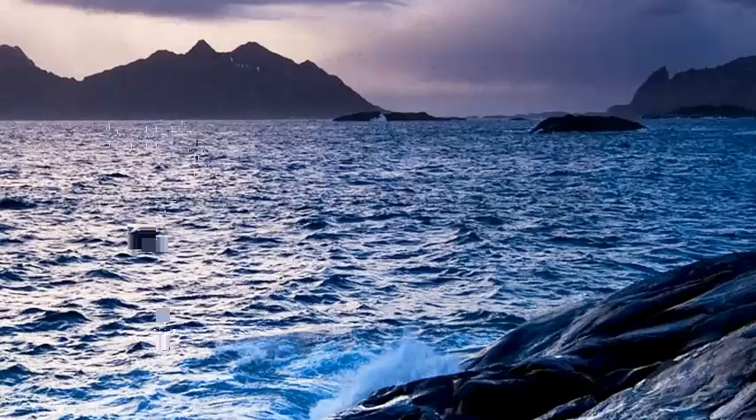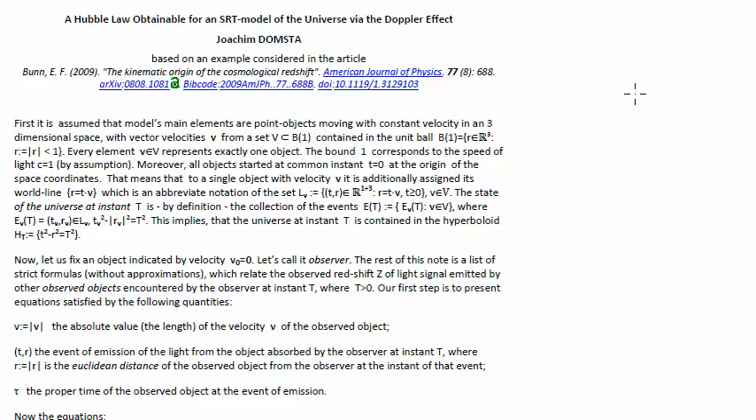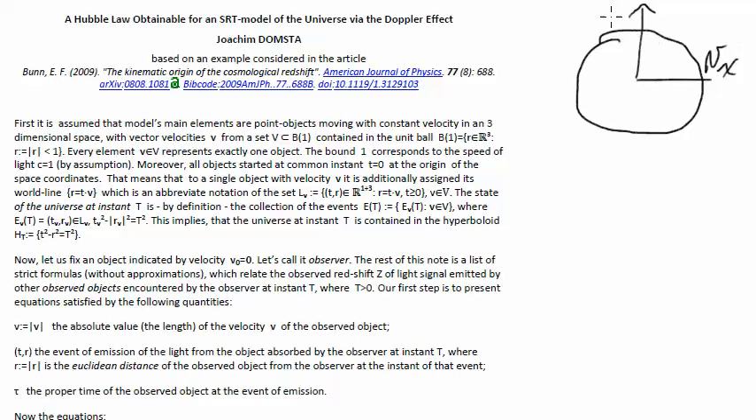Okay, first it is assumed that the model's main elements are point objects moving with a constant velocity in a three-dimensional space. I'll draw two dimensions, x, y here. Actually, I'm going to label this v sub x and v sub y. And we are saying that v sub x and v sub y are between plus c and negative c.